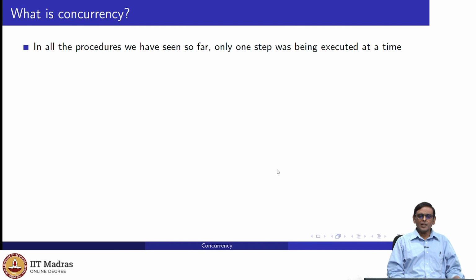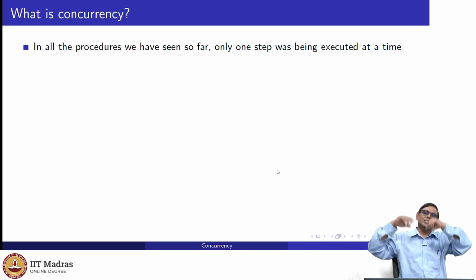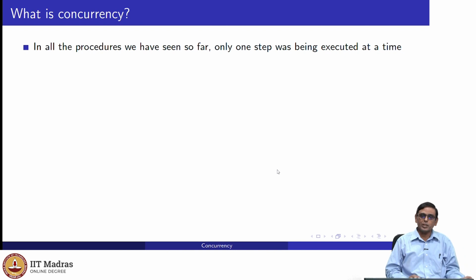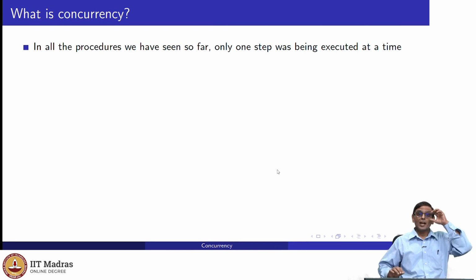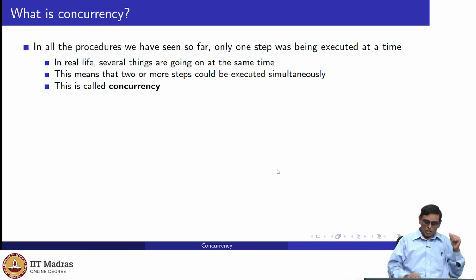But in real life that is not how it works. When multiple people are doing things, I am here doing something, you are sitting doing your thing, and meanwhile somebody else is doing something else. So different people are doing things concurrently or simultaneously. In real life many things are going on at the same time, which means that multiple steps could be happening simultaneously, and this is called concurrency.